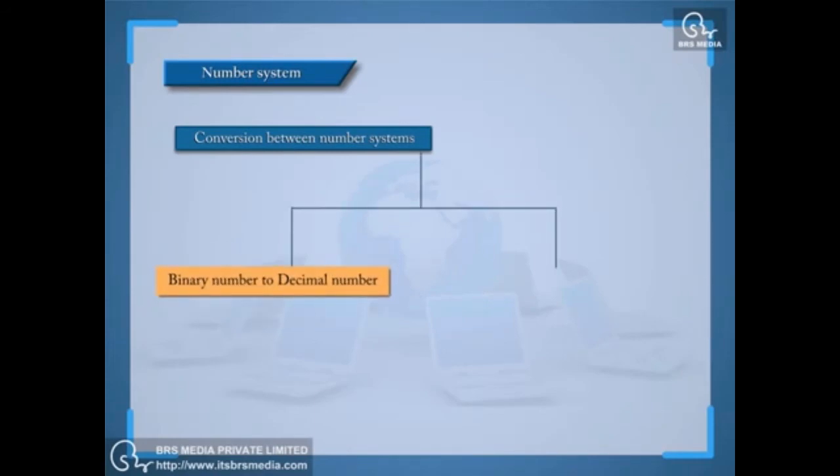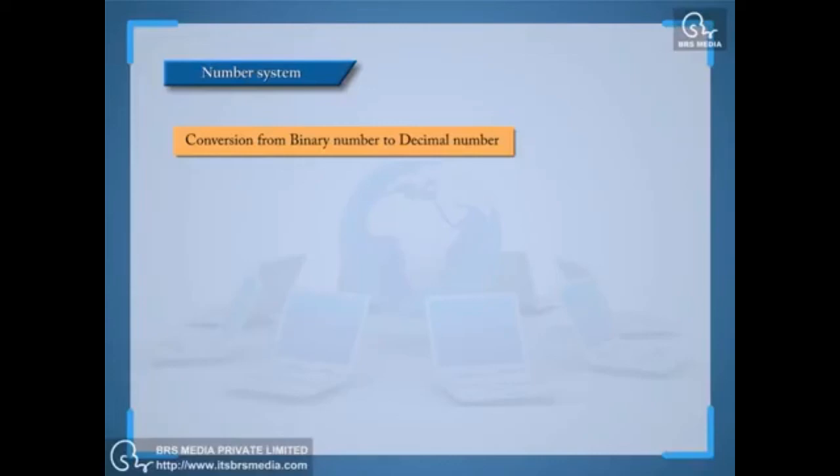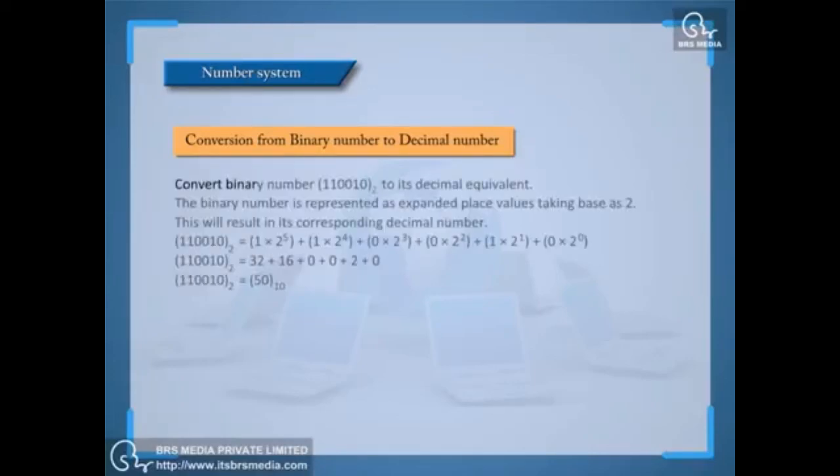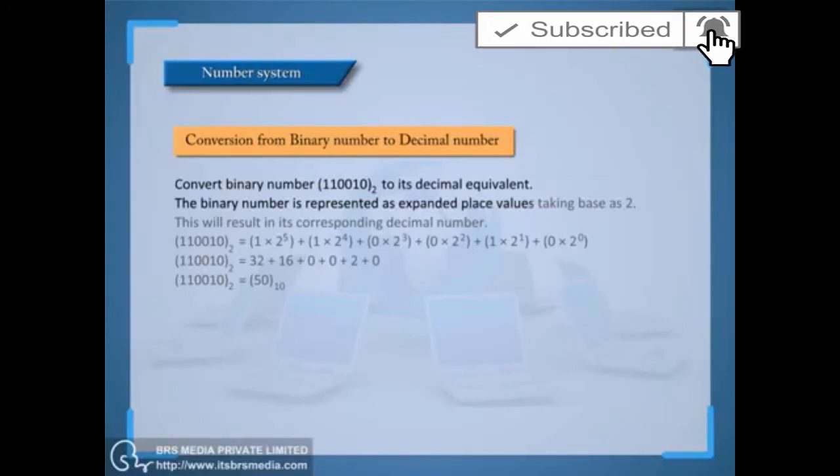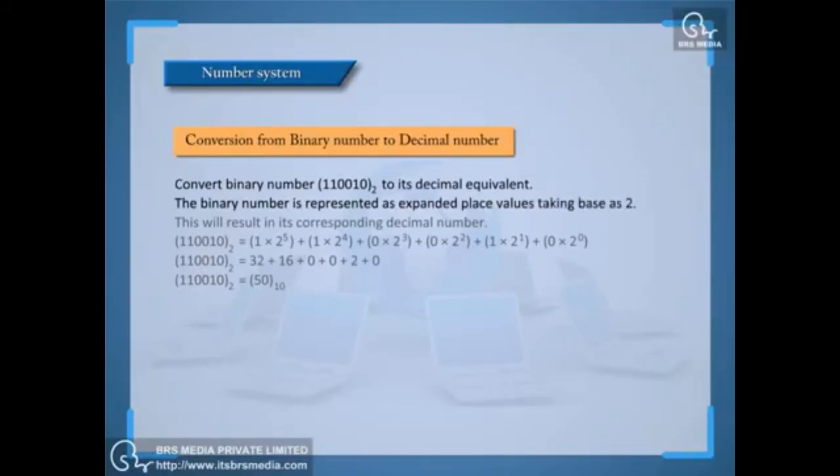Binary number to decimal number. Decimal number to binary number. Conversion from binary number to decimal number. Convert binary number 110010 base 2 to its decimal equivalent. The binary number is represented as expanded place values taking base as 2. This will result in its corresponding decimal number.